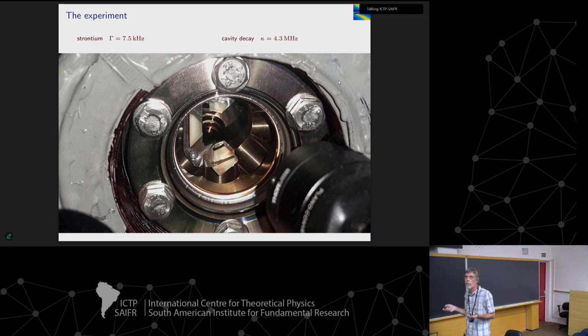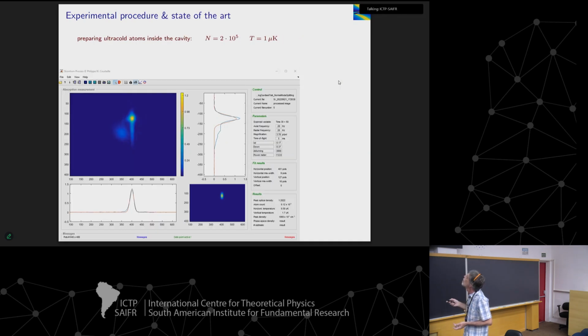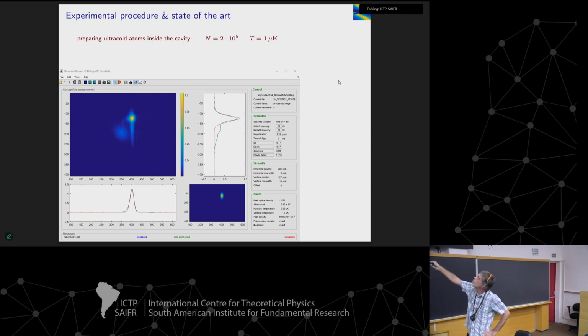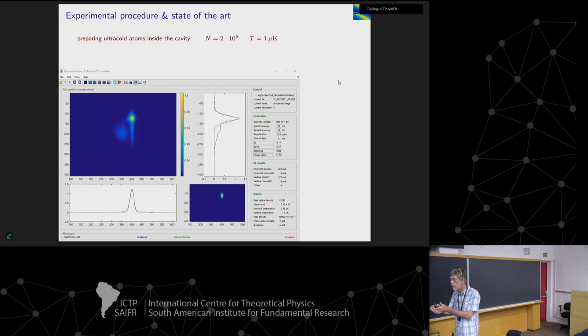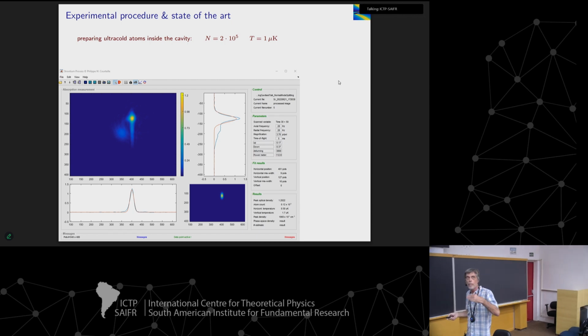Then we make an atomic cloud. We cool it to very low temperature. We need about 1 microkelvin temperature. We have 200,000 atoms at 1 microkelvin that we put into the cavity. Here you see atoms at this temperature, which are trapped by an optical tweezer made by the mode of the cavity. The atoms are really trapped here in a standing wave potential because we pump the cavity from both sides. And then you can probe the transmission of the cavity, and what you do is you look at the normal modes.